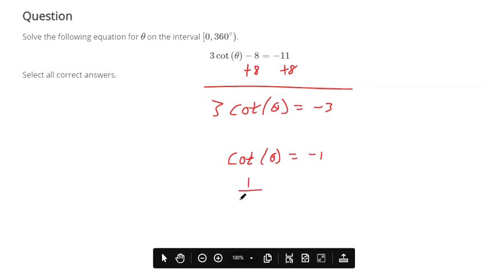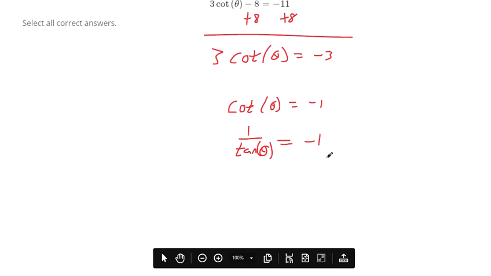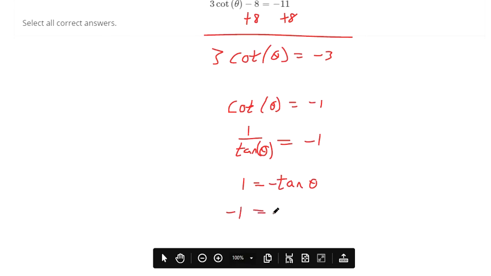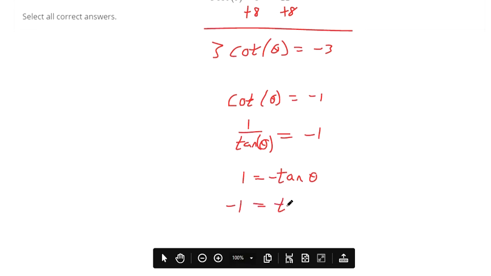Cotangent is the reciprocal of tangent. Right, so we can use that definition. You can multiply both sides by tangent. And now you can divide both sides by -1, or multiply both sides by -1 if that's how you think of it. So we have tangent theta equals -1. So this is one of our special trig triangles.